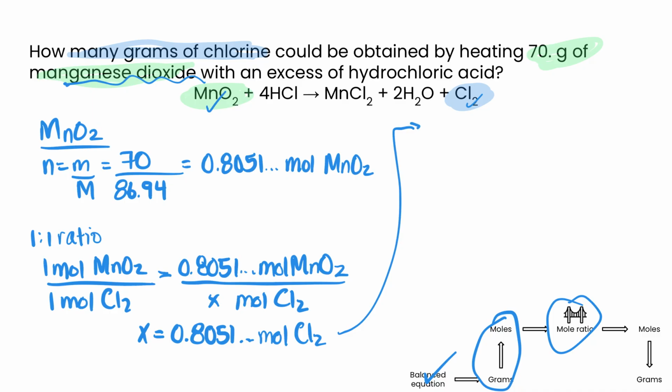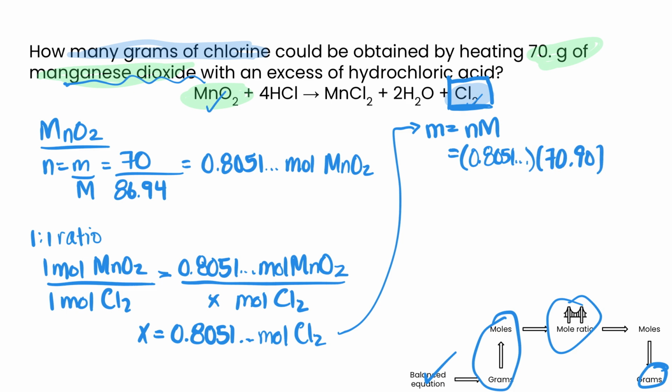Okay. Last step then, we need to convert back to grams. So to do that, we're going to do mass is equal to moles times molar mass. Now, remember here, chlorine is Cl2, so we need to take the molar mass of chlorine and multiply it by 2. And so we've got 0.8051 here. And then the molar mass of Cl2 is 70.90. And we've got 2 significant digits here, so we're going to round our final answer to 2 significant digits, which is 57 grams of chlorine.